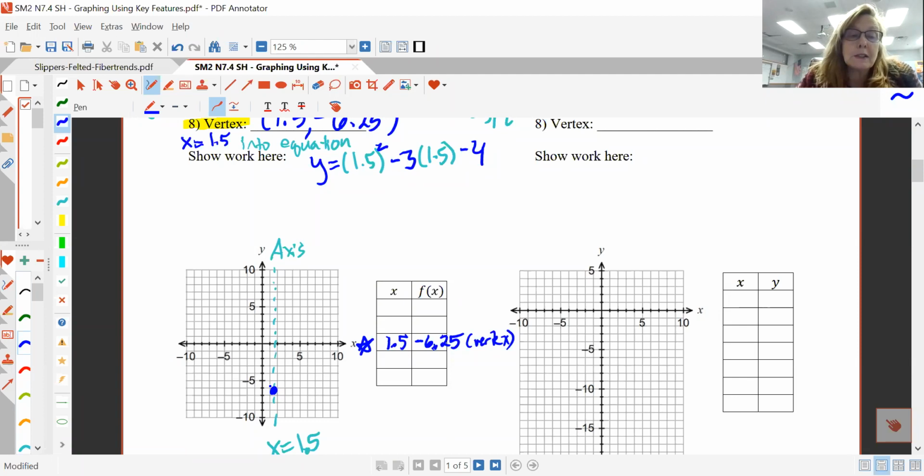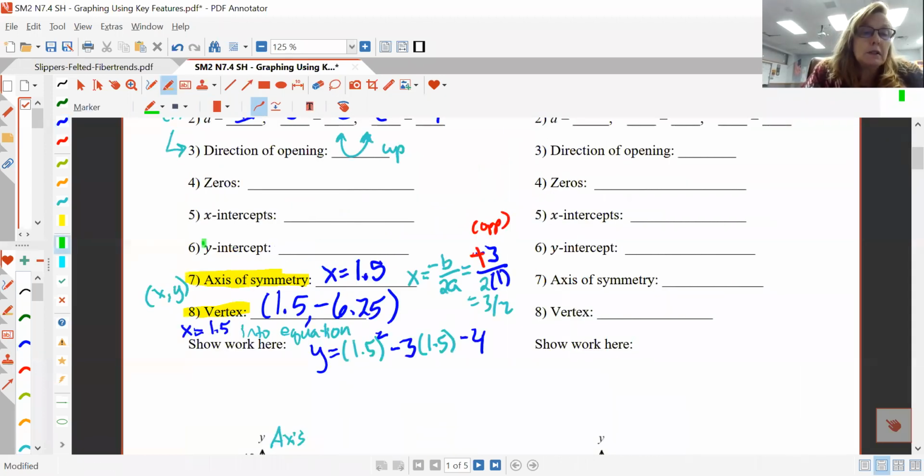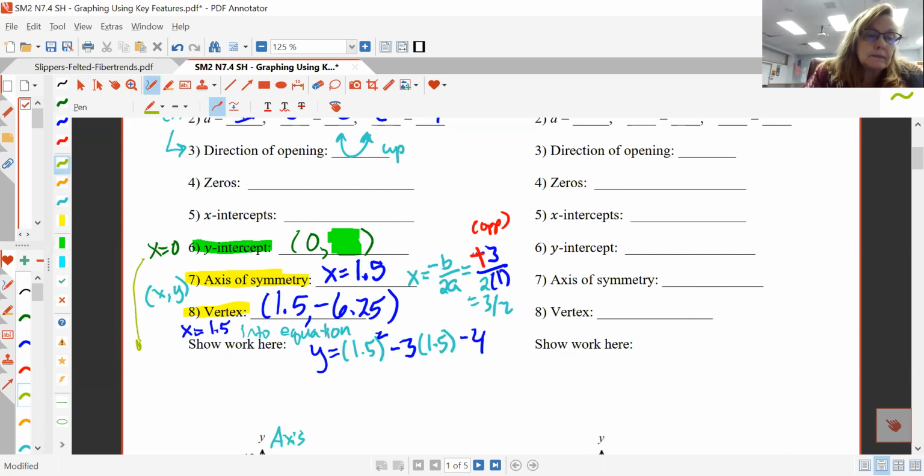So what I want to do next is find another couple points. So the point I'm going to look for next is the y-intercept. Okay, y-intercept says that x has to be 0. So essentially the y-intercept is a point where I have 0 and I don't know. So 0 and something, okay? So what do I do? I pick x equals 0.